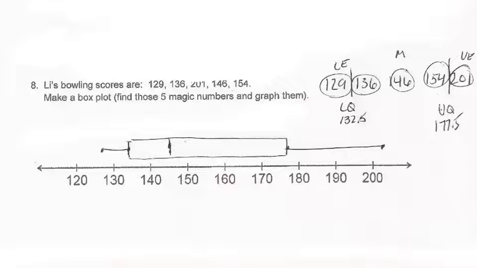And this is what your box and whisker plot should look like for question number 8. You can see here that the median is 146, and then for quartile 1, you have to find the median of the lower half, which would be in between 129 and 136, which would be 132.5. Then for your quartile 3 or your upper quartile, find the median between these two numbers, which is 177.5. And then your lower extreme is the lowest number, 129. For the upper extreme, it's the highest number in your data, which is 201.